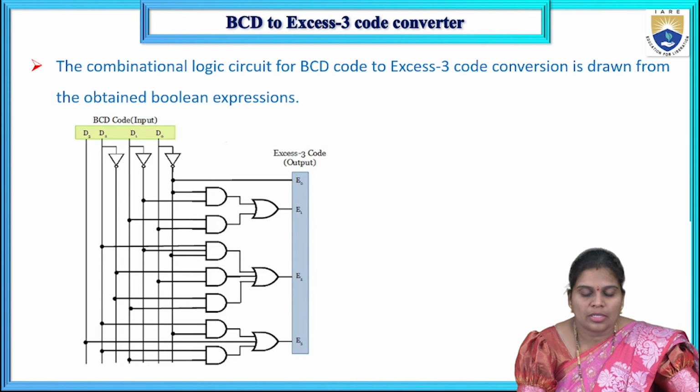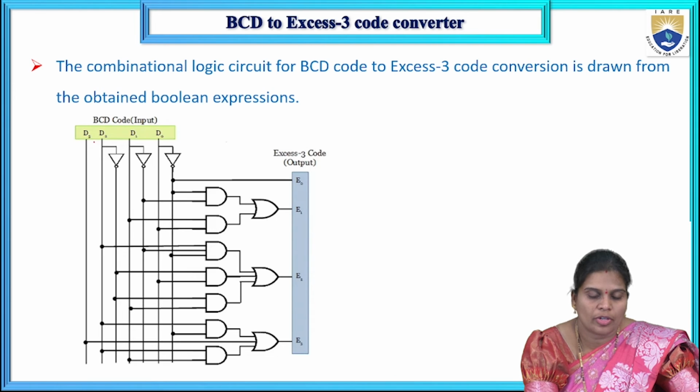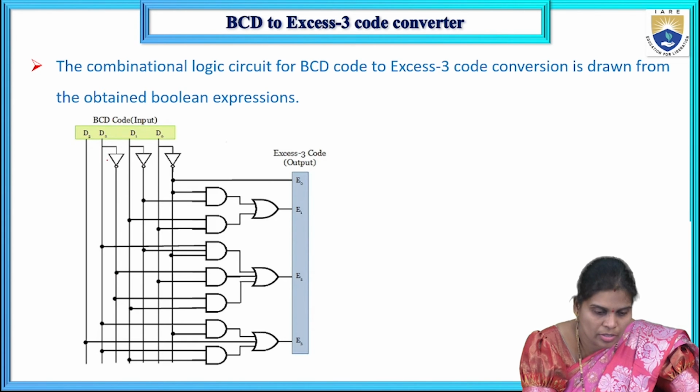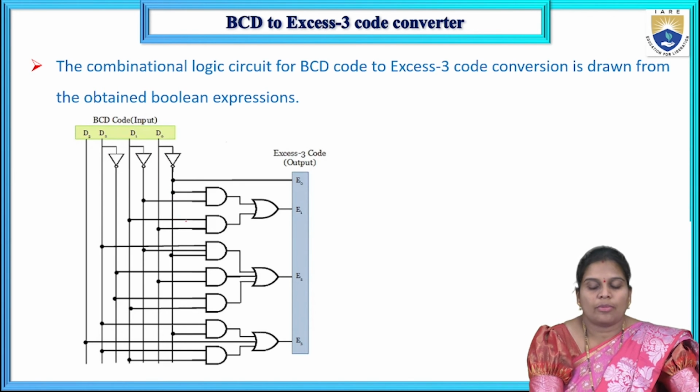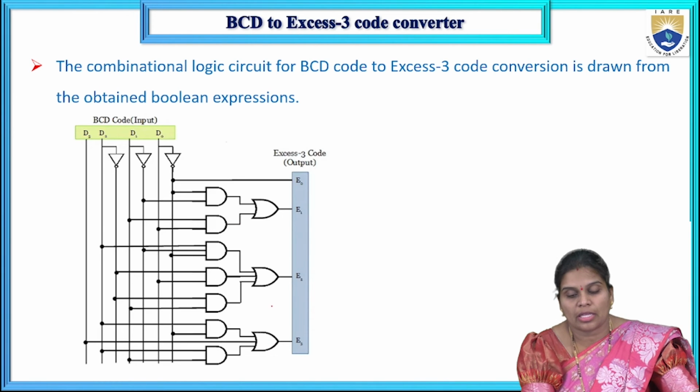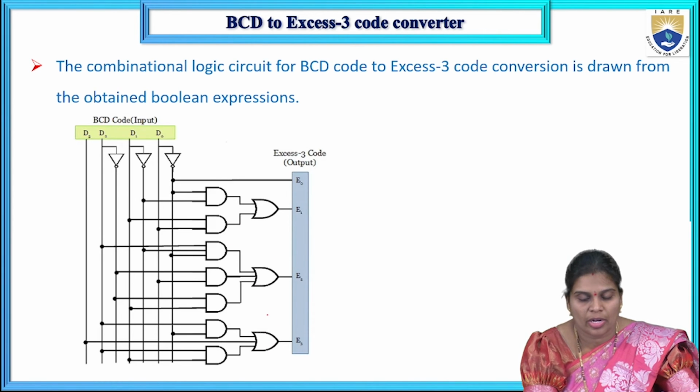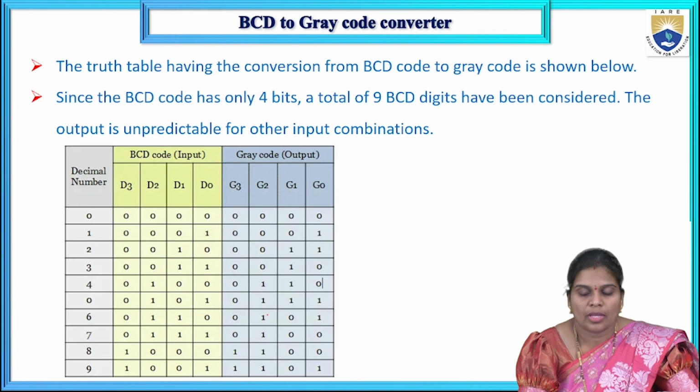Based on this, we take D0, D1, D2, D3 and draw each and every logic gate. For this, D3 is the D3 complement, D1 complement, D0 complement. So this is the BCD to XS3 code converter. Based on the Boolean expressions, we draw the circuit diagram.